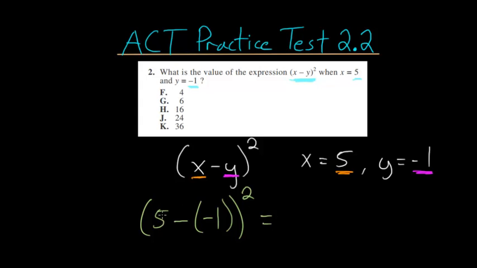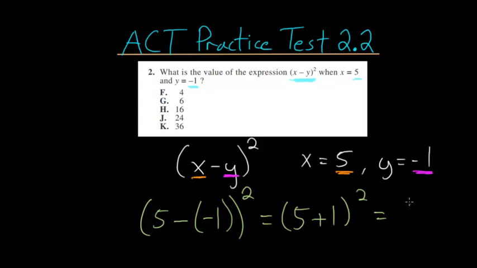So when you're subtracting a negative number, so subtracting -1 is the same thing as adding 1. So this is equivalent to this expression here, 5 plus 1. Or in other words, 5 minus -1 is the same thing as 5 plus 1.